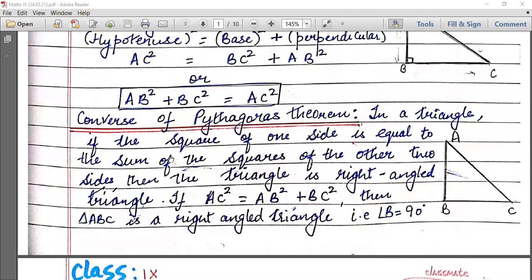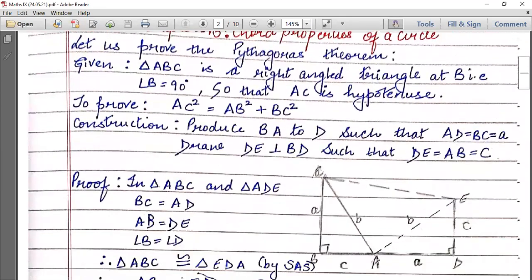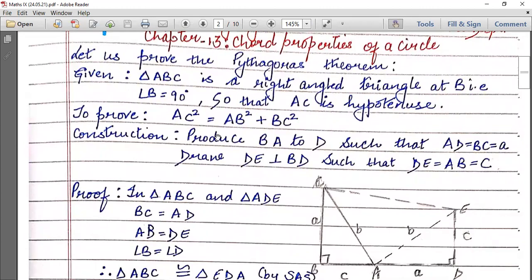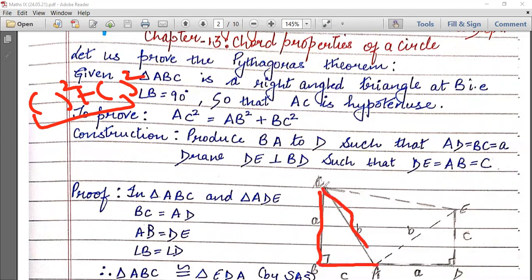So now, children, let's prove the Pythagoras theorem. Children, we have just discussed what the Pythagoras theorem is. It means the square of the hypotenuse is equal to the sum of the squares of the other two sides. Okay, children? So let us prove it. Now we have taken a triangle ABC. You can see that this is triangle ABC, and you can easily see that it's a right angle at B. Okay, this is your right angle at B, 90°.